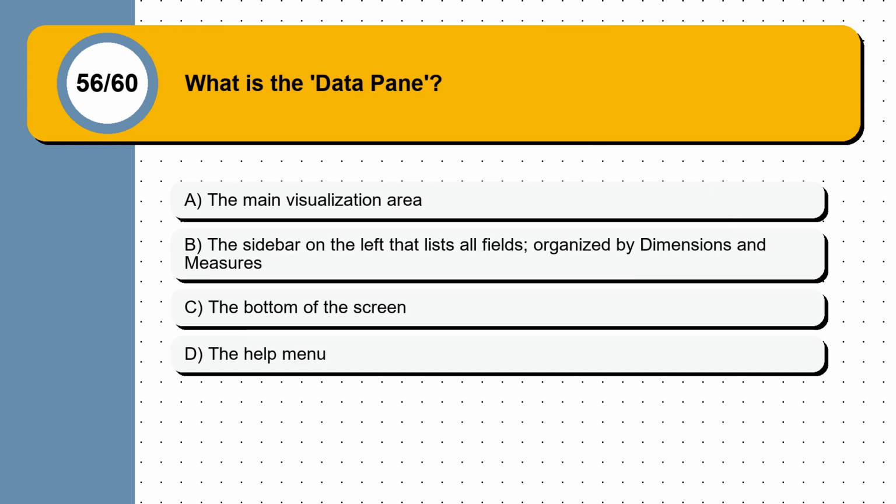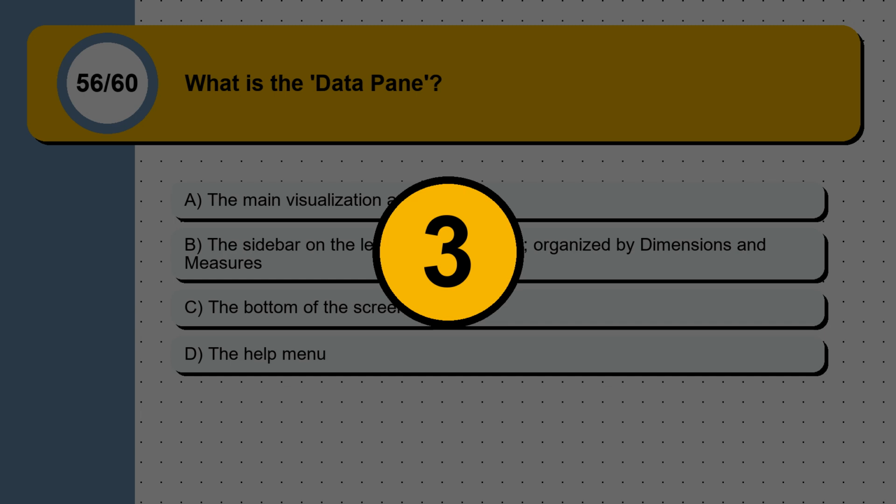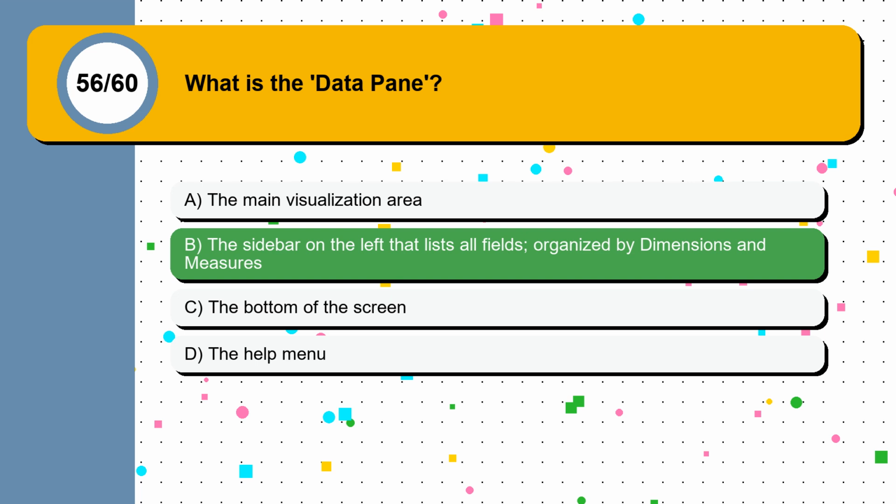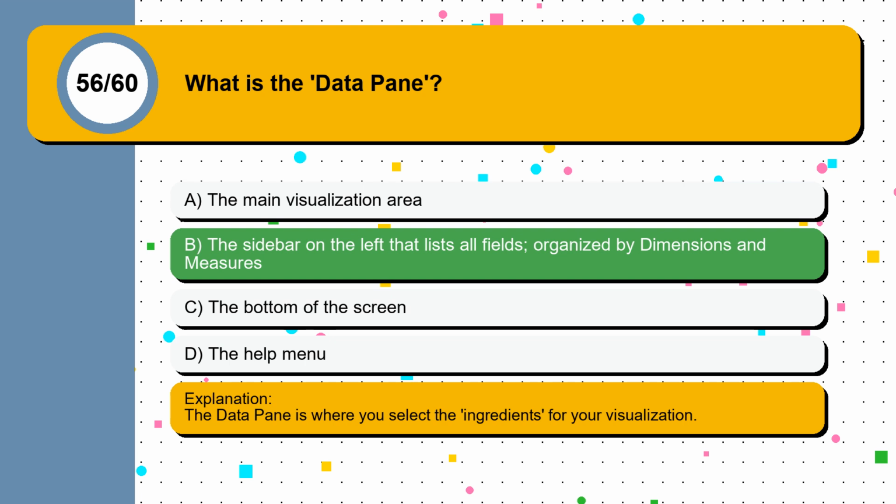Question 56. What is the data pane? Option A, the main visualization area. Option B, the sidebar on the left that lists all fields organized by dimensions and measures. Option C, the bottom of the screen. Option D, the help menu. The correct answer is option B, the sidebar on the left that lists all fields organized by dimensions and measures. The data pane is where you select the ingredients for your visualization.